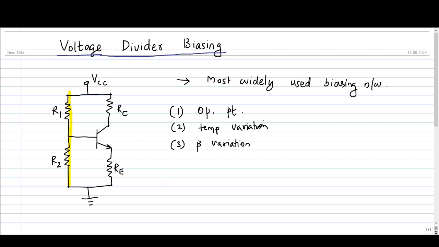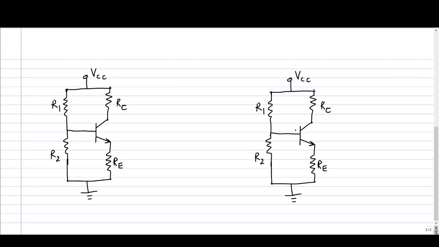So in this video we will evaluate the operating point of the transistor in this particular configuration. Then we will analyze the performance of the circuit when temperature changes and when beta changes. Okay, so let us first evaluate the operating point. So operating point of BJT in this configuration. Operating point means values of VCE and IC.